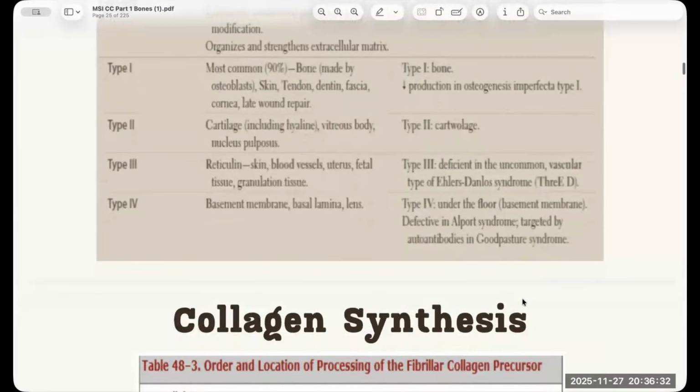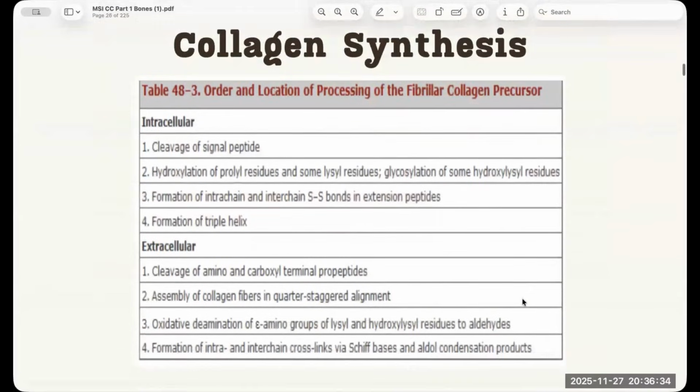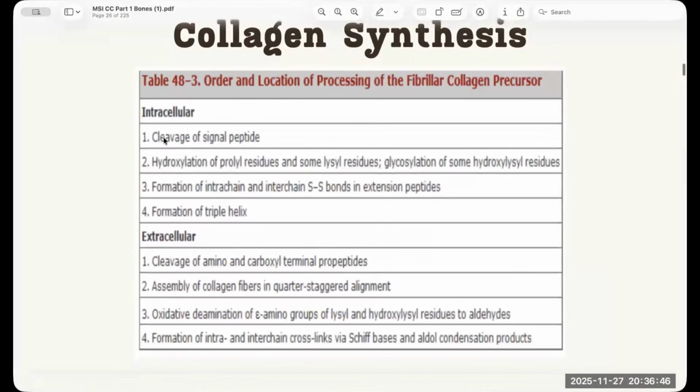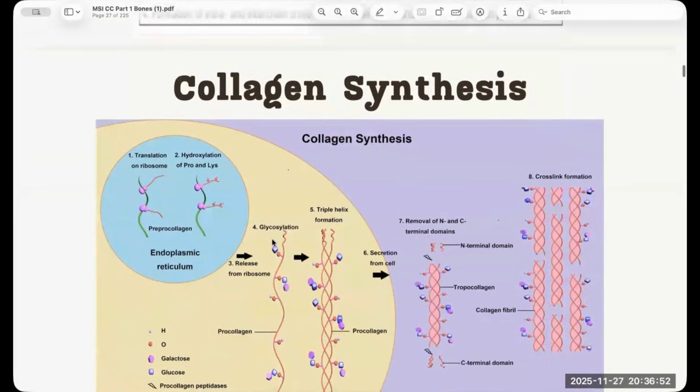All right. So collagen synthesis. I'm pretty sure we also have talked about this before in one lecture. So I'm again not going to go into depths of it. But basically, there are 4 steps that happen intracellularly and steps that happen extracellularly. Okay, here's a picture to make it stick better.